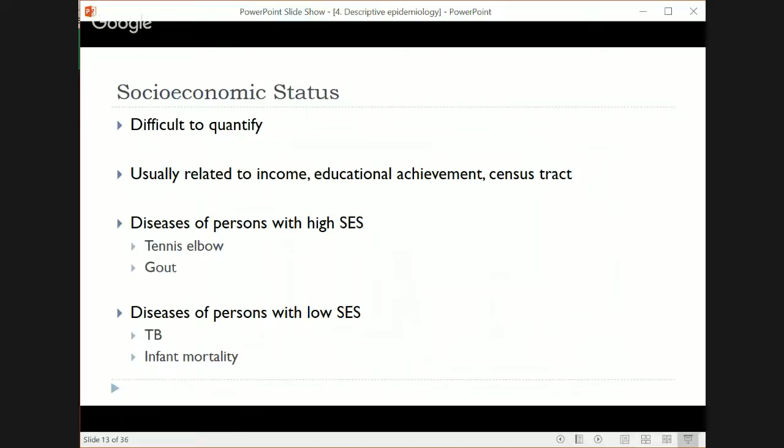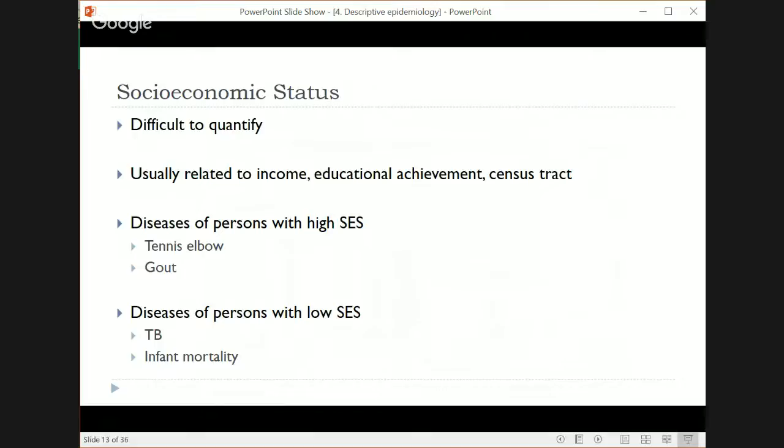So socioeconomic status is difficult to quantify because we don't really know how to measure it. When someone says socioeconomic status, usually they're talking about things related to income, educational achievement, or perhaps even census tract.